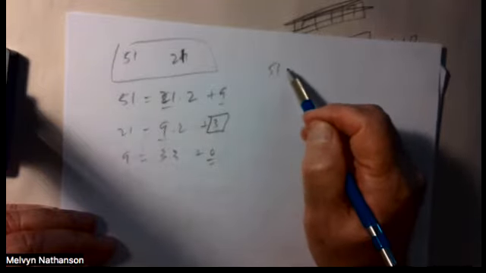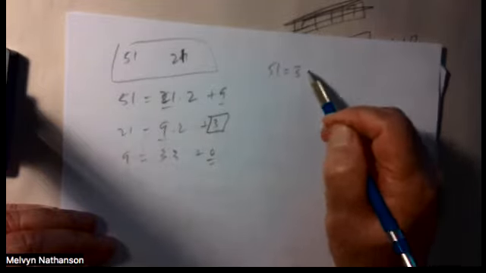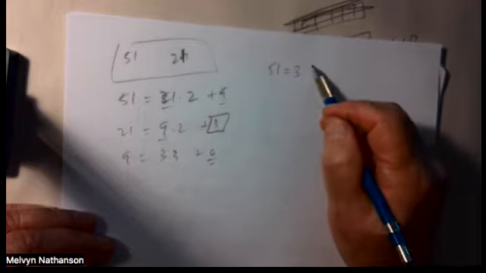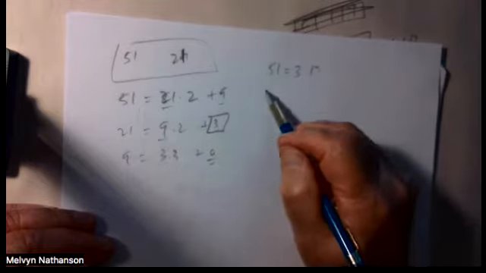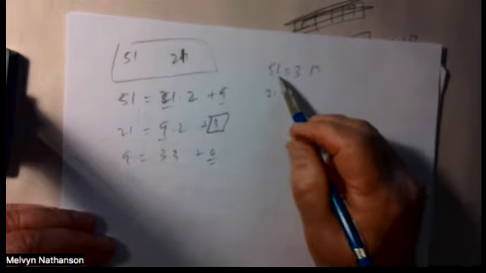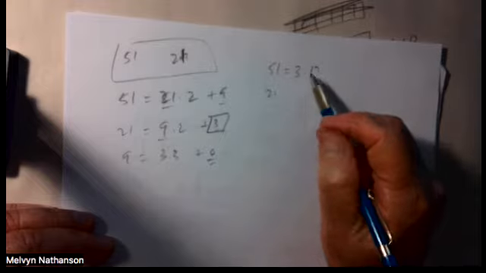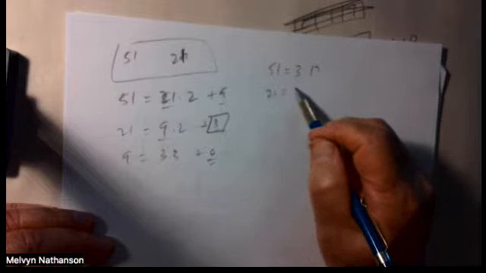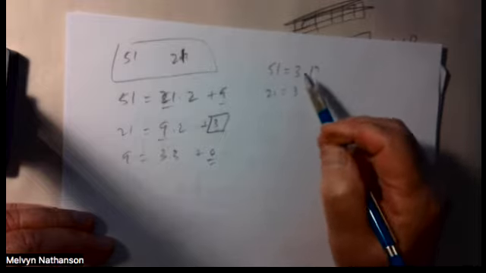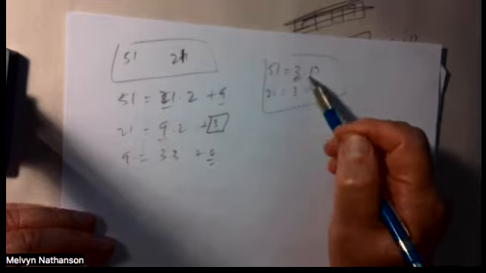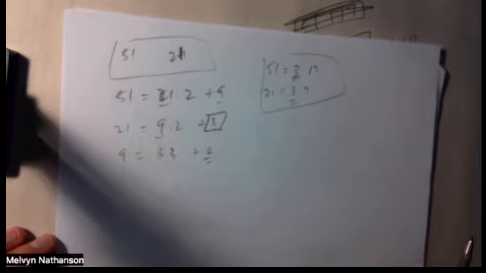And if you divide 51 by 3, you get a quotient of 17. Divide 21 by 3, you get a quotient of 7. And you can see the greatest common divisor of those two numbers is 3. So that's the Euclidean algorithm.